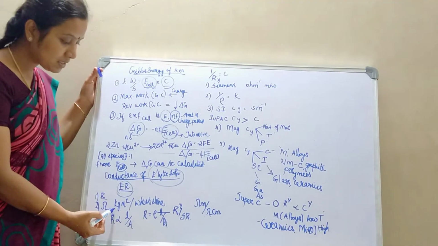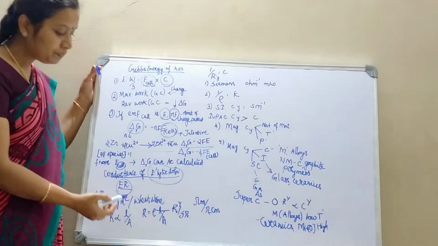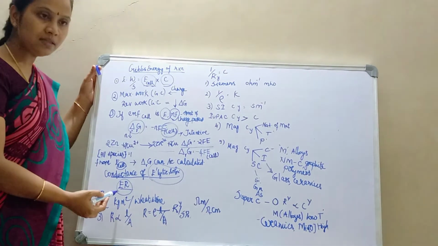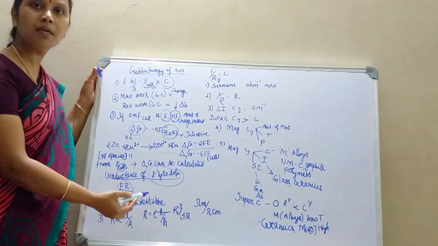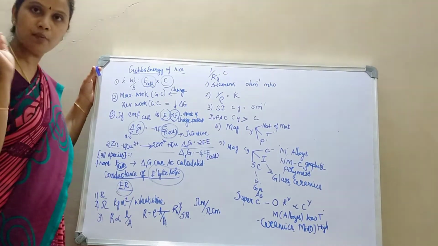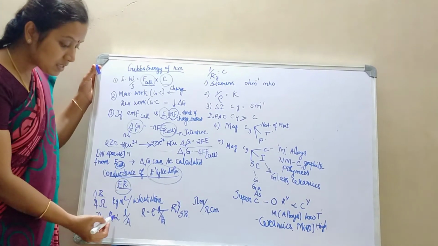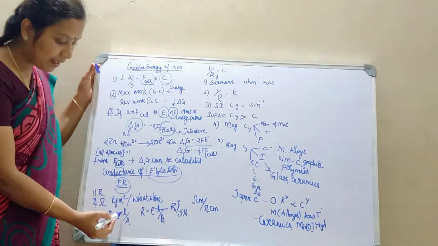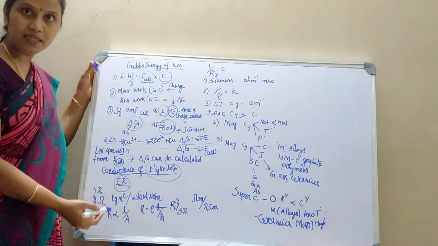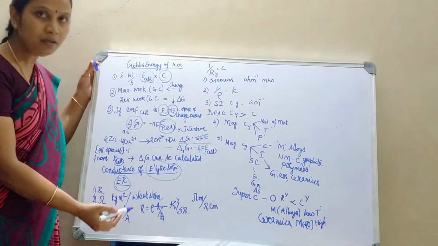Its SI unit is kilogram meter square per second cubed per ampere square. How to determine electrical resistance? Electrical resistance can be determined by the Wheatstone bridge experiment, which you might have studied in physics. Now, resistance is directly proportional to length and inversely proportional to cross section.